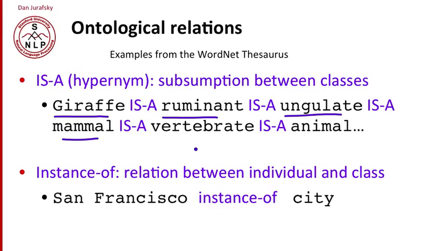There's a specific type of this kind of relation where we have an instance, a particular entity like San Francisco, which is an instance of a city. So we can have a relationship between classes. The class giraffe is a subtype of the class ruminant, or we can have an instance San Francisco, which is an instance of a class like city. And again, these relations can be extracted from text, and we can use them to augment databases or create new databases of our own.